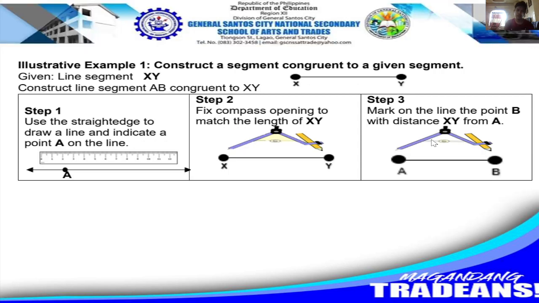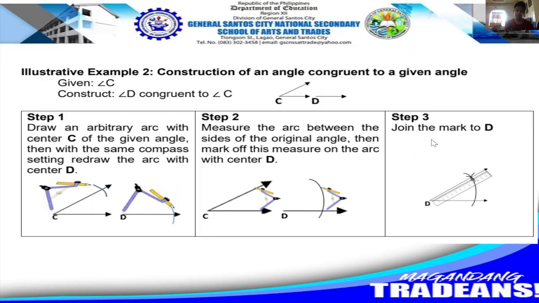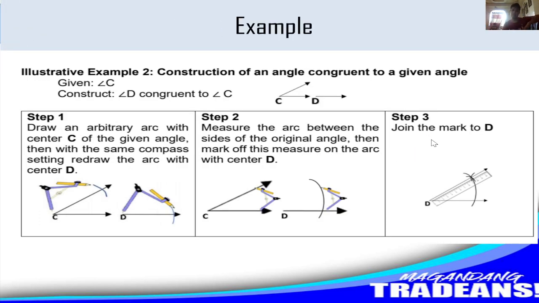So, yun po yung una nyong gagawin. Construct a segment congruent to a given segment. Ito po yung example. Next. Next yung activity is this. Construct an angle congruent to a given angle. So, given, angle C. Take a look at this. Ito po yung given natin. Construct angle D congruent to angle C. Meron ka ngayong ginawa na angle D. Ito po. Tapos, dapat makuha ka ngayon ng parehong pagkakagawa kay angle C.